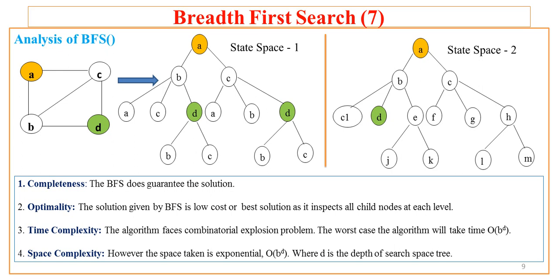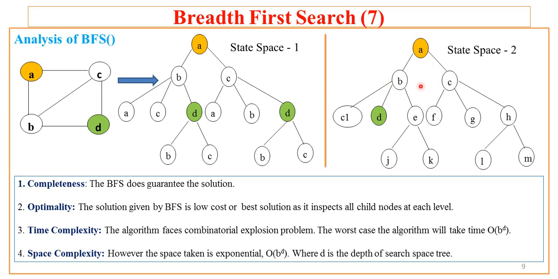Let us now analyze the BFS algorithm. Here we need to do some comparison. What if we have been given this graph and we are being asked to apply both BFS and DFS. So assume for this graph this is the state space. Our state space 1 is the representation of this graph ABCD having 5 edges. But we also have been given a state space 2.